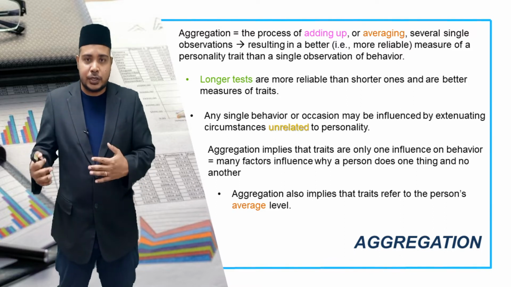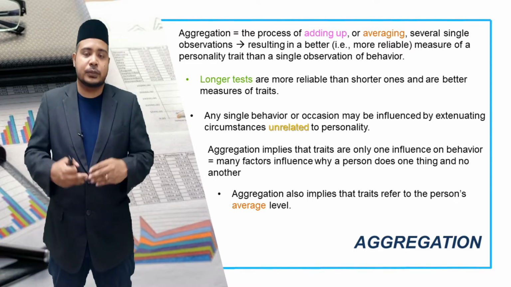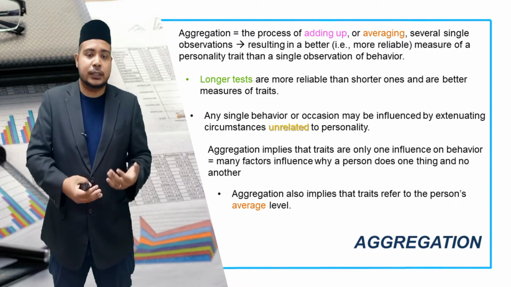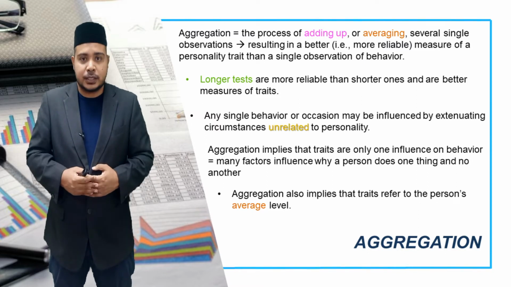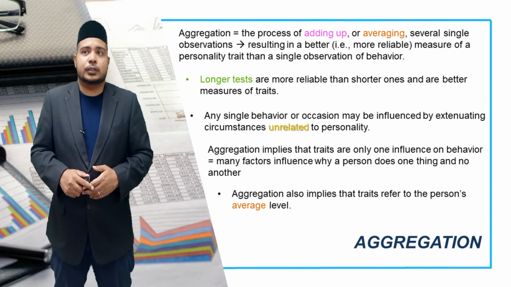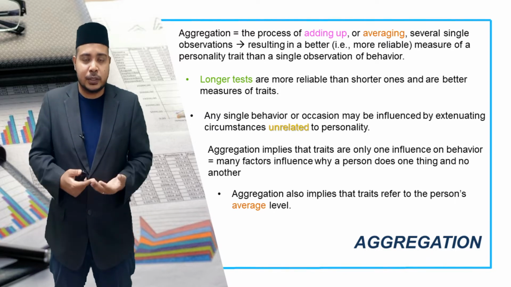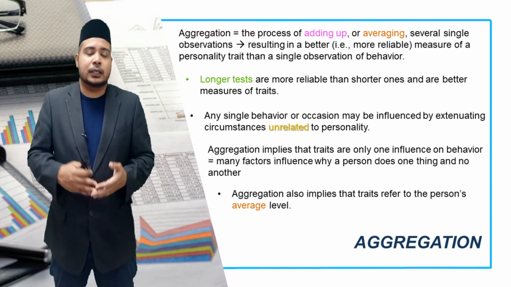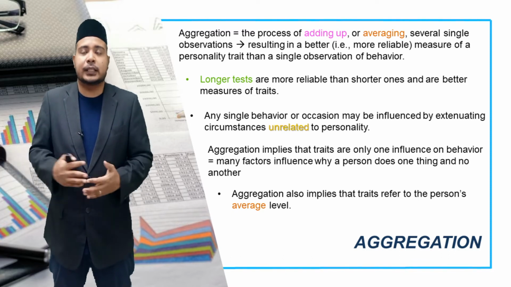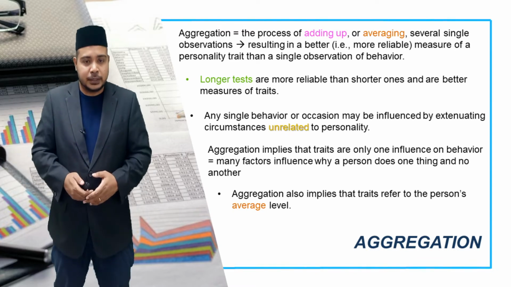So according to the aggregation perspective, longer tests which have more questions, more items, are more reliable than shorter ones and are better measures of traits. So basically, if we have only one question measuring extroversion, it's not as good as one test which has many questions, which can ask about many characteristics and many behaviors of a person.